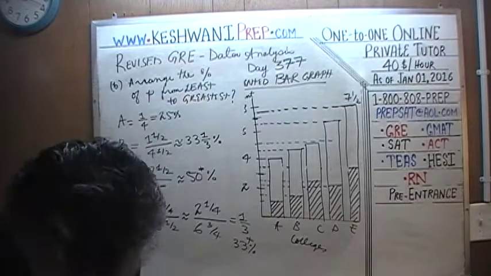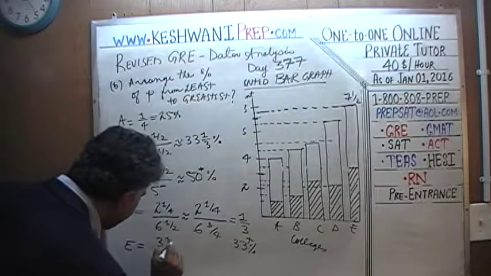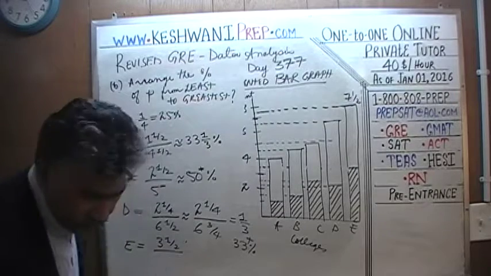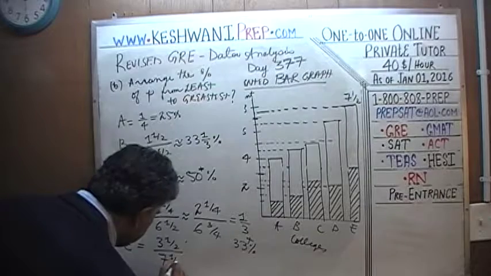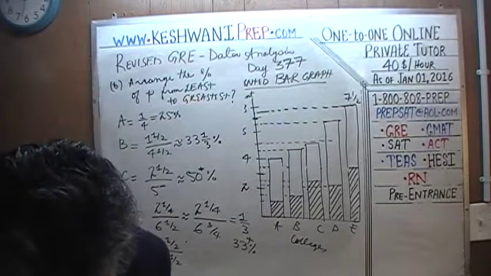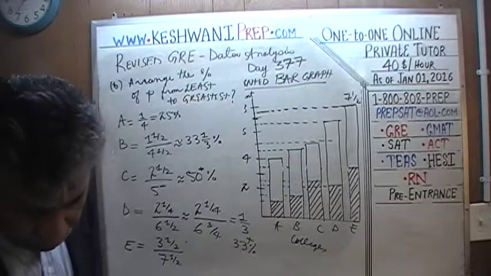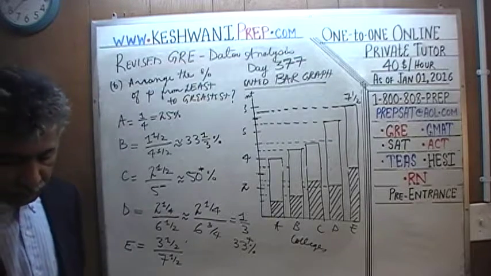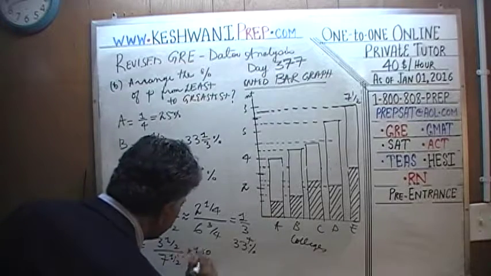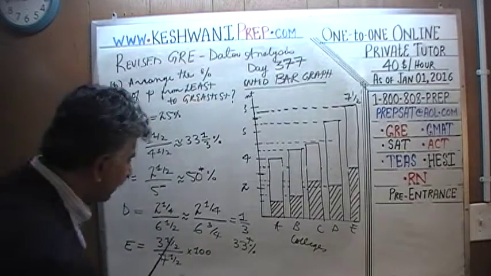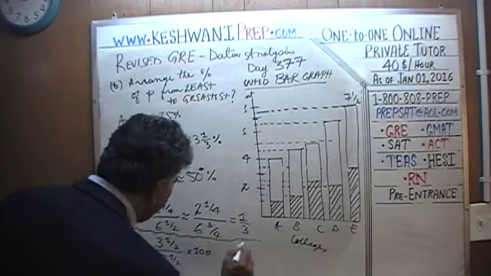E is 3.5 over 7.5, and we have to figure that out in percentages. To figure that out as a percentage, we have to express it out of 100, so this has to be multiplied by 100. I'm going to erase this 33 because we need the room. Watch what happens.